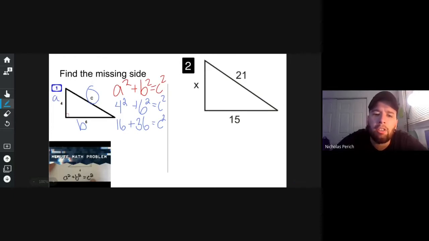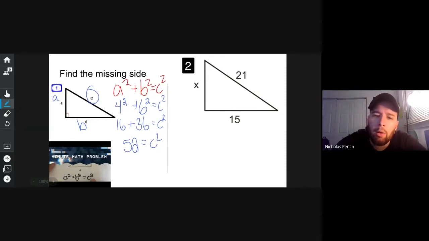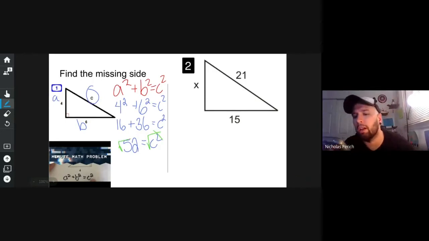So now that I've plugged things in, I'm just doing regular old math. 16 plus 36 is 52. That's going to equal C squared. Is C all by itself? No. What's in the way? C squared's in the way. How do I get rid of a square? The old square root, baby.